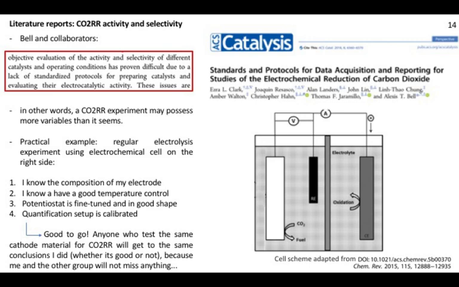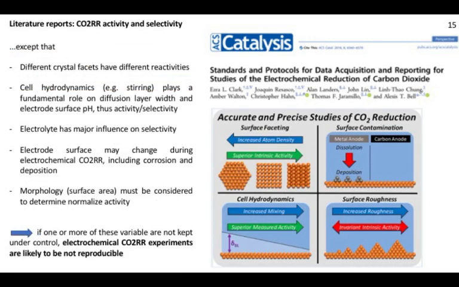But unfortunately, it's not that simple, as they describe in this paper. There are many other variables that must be kept under control. For instance, different crystal facets, cell hydrodynamics, for instance using stirring or not, and even the rate of stirring, the speed of stirring. And the electrolyte: if you use, let's say, sodium sulfate and someone else uses sodium bicarbonate, the selectivity might be really different. Changes in the surface, like corrosion, and the surface area. All of these must be presented together with the final quantification result of CO2 reduction products. Otherwise, comparisons between experiments in the literature are likely not to be reproducible.